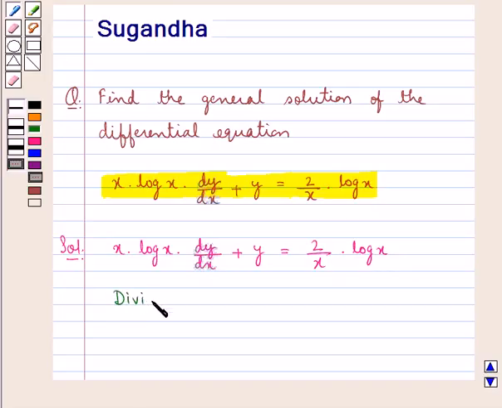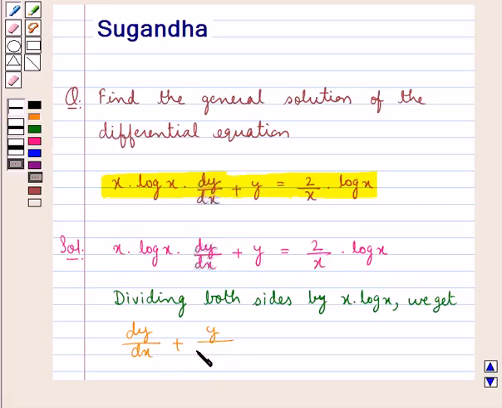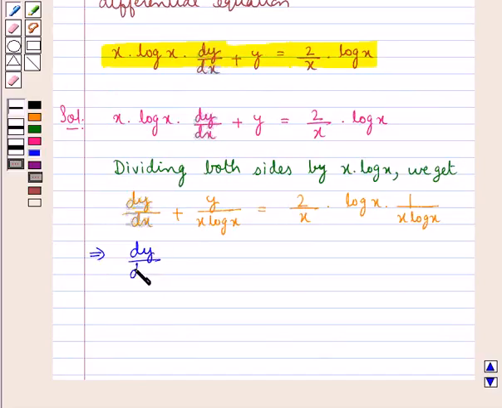Now, dividing both sides by x log x, we get dy by dx plus y upon x log x is equal to 2 upon x log x into 1 upon x log x. This means we have dy by dx plus y upon x log x is equal to, and this log x cancels with this log x, and here we are left with 2 upon x square.